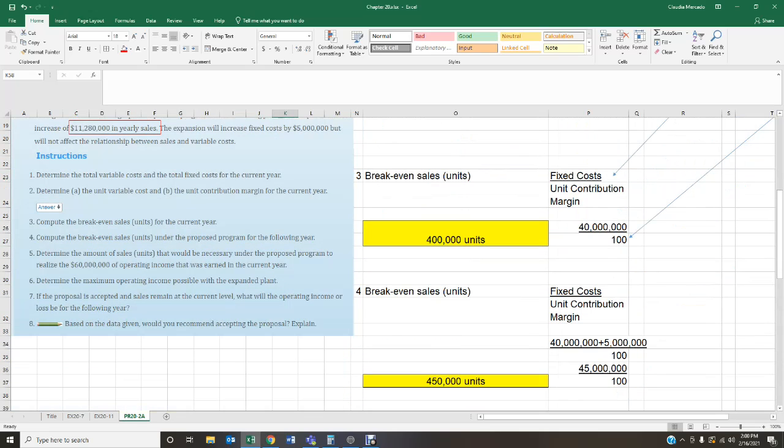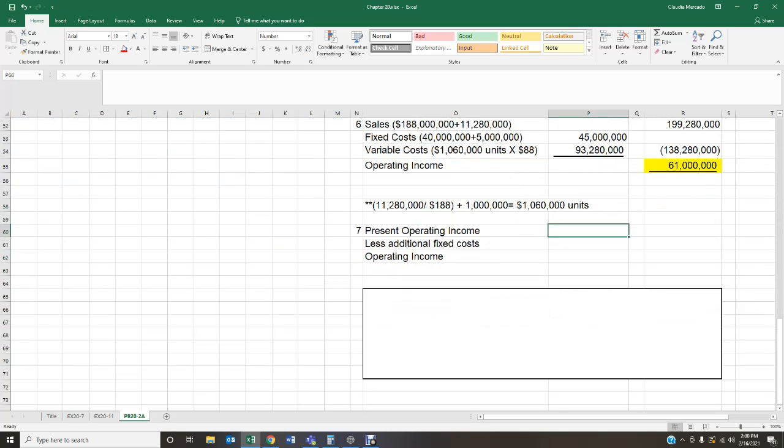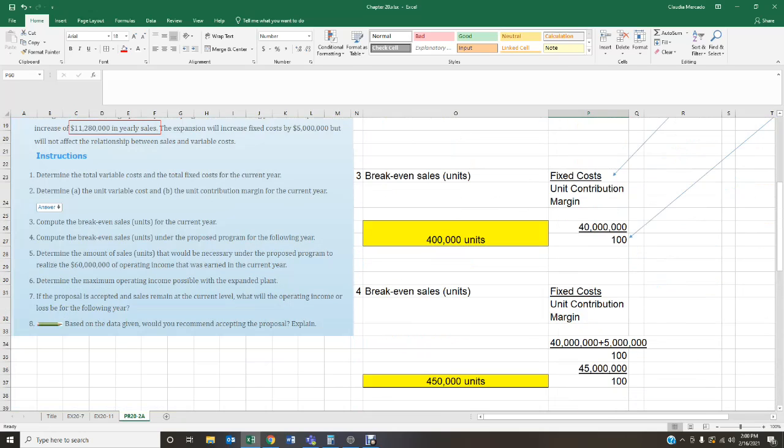Okay. Now number 7. If the proposal is accepted and sales remain at the current level. So we accept the proposal, we pass it through, but sales do not increase. Sales remain at the current level. What will the operating income or loss be for the following year? Okay, so my present operating income. Your present operating income is provided to you in the problem. Your operating income is $60 million.